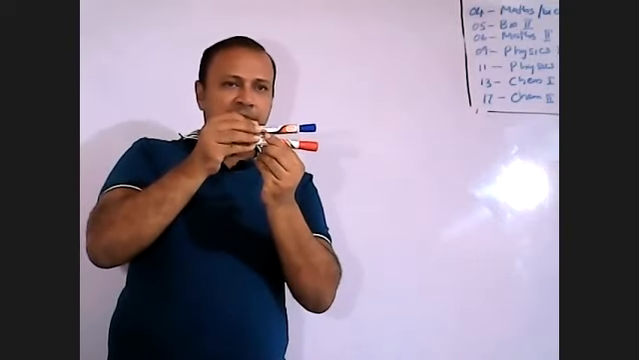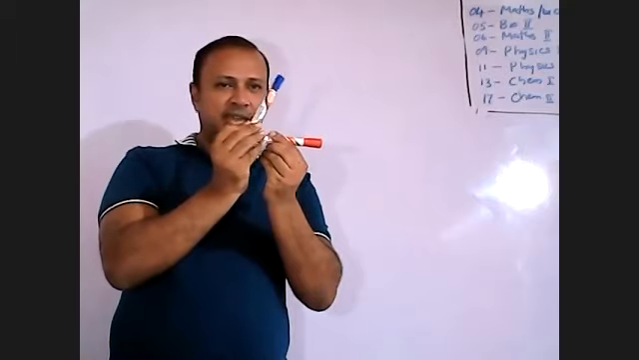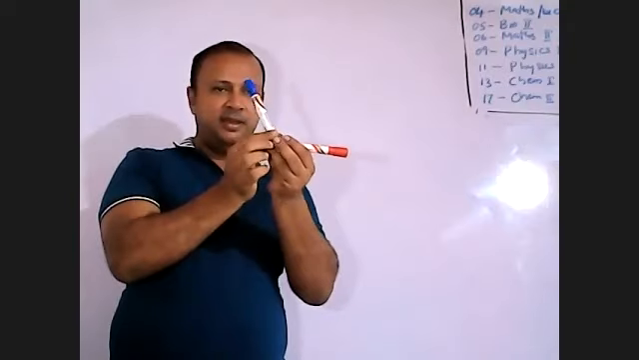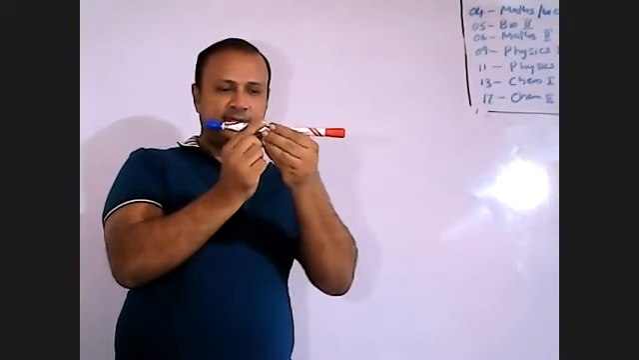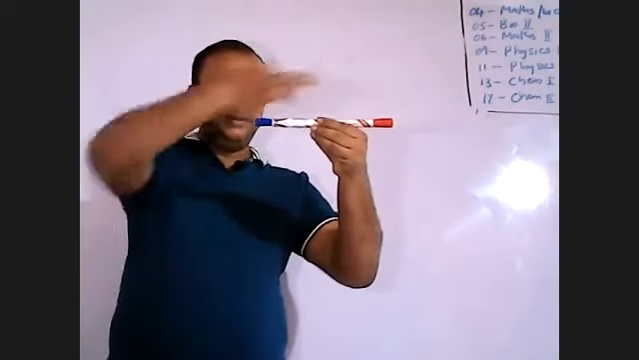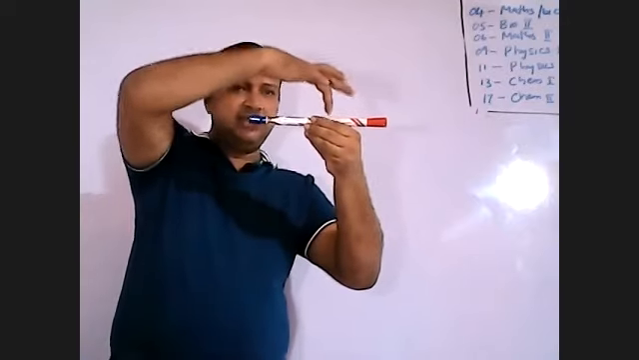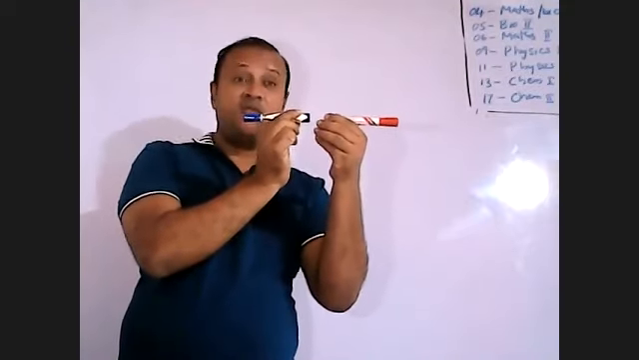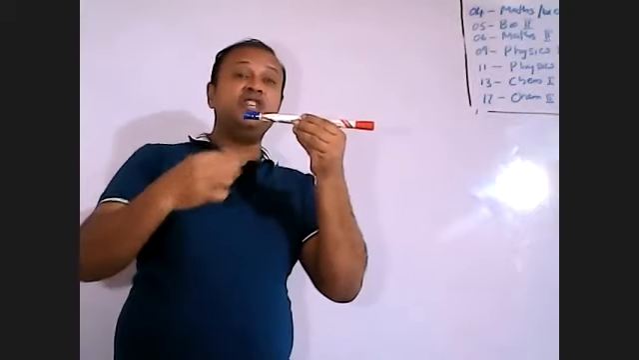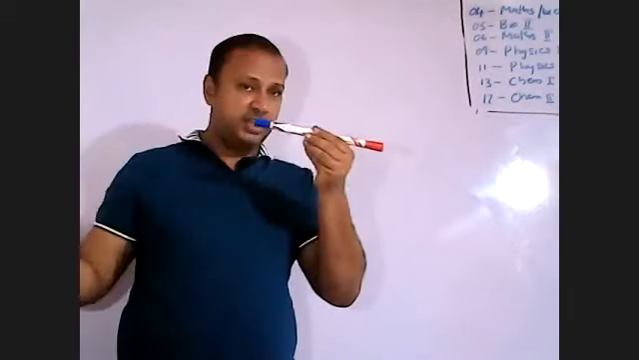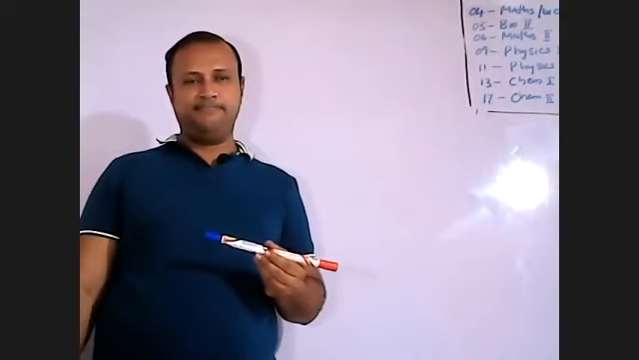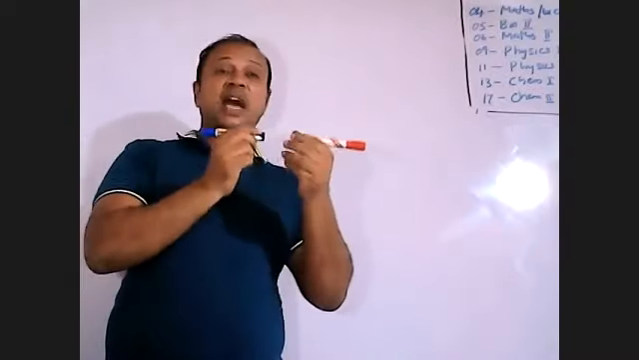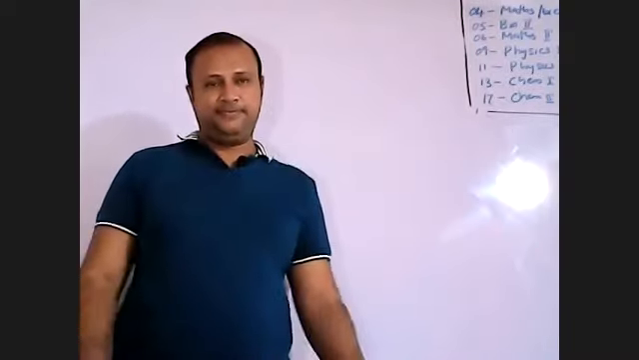Now I'm going to increase the angle. Now the angle between them is 90. I will increase it further. Now the angle between the two vectors is 180. So if the angle between two vectors is 180, these vectors are opposite to each other. Now you have to subtract two vectors which are acting opposite to each other.